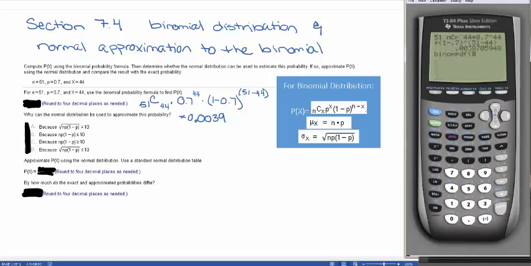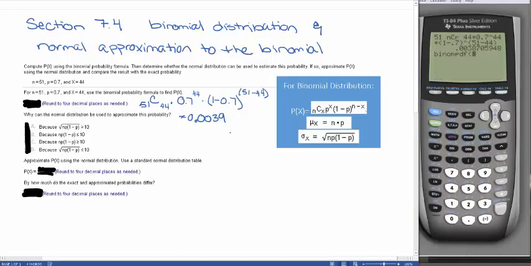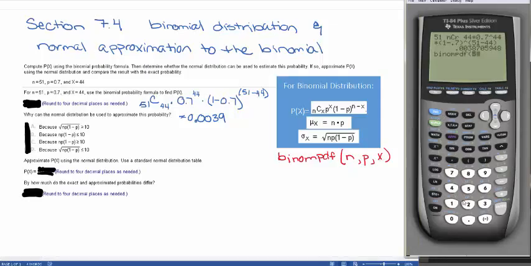And now I'll make a note here for us that whenever we do this, we're going to have binomPDF. And then we're going to list 3 things. We're going to list our n, our p, and our x. And it helps me to remember that those are in alphabetical order. So our n is 51. Our p is 0.7. And our x is 44. And sure enough, we're still going to get that 0.0039.